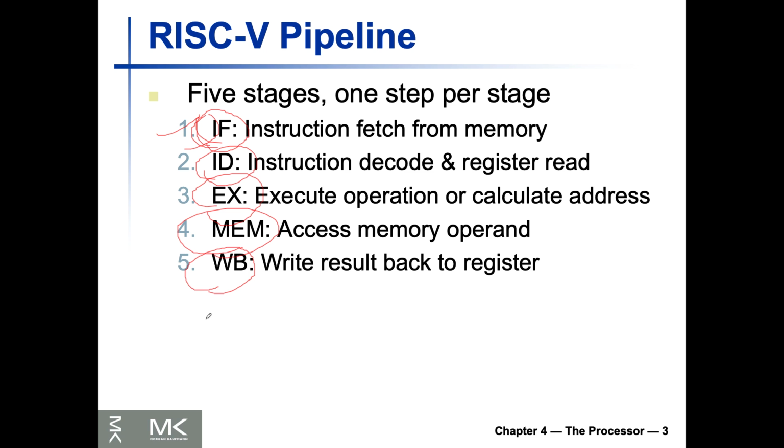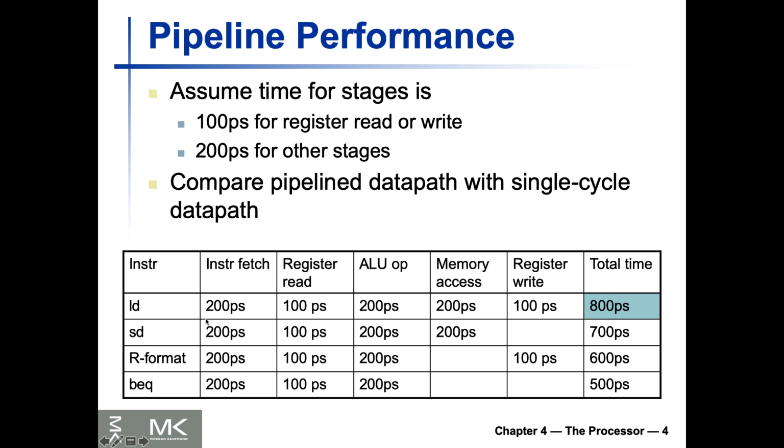Okay. So now let's see how we're going to generalize that analogy towards RISC-V and our architecture. So assume each of the time for stages are written here. So 100 ps, so picoseconds for register read or write, 200 for other stages, right? These memory, ALU, and fetch. But read and write, so these two, this is 100, this is 100. These are 200, okay?